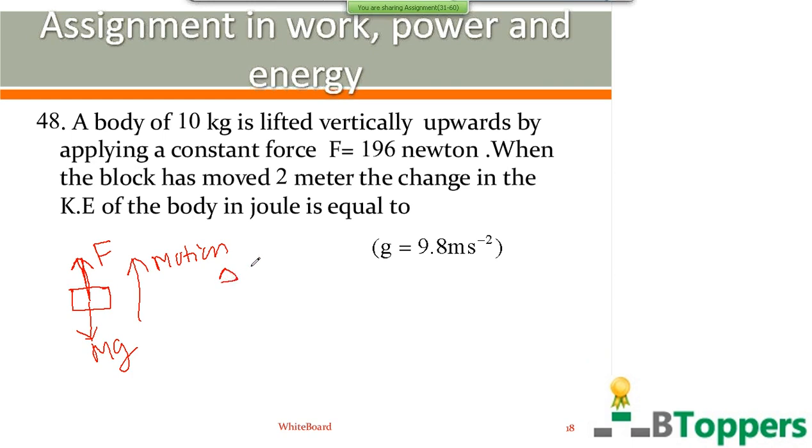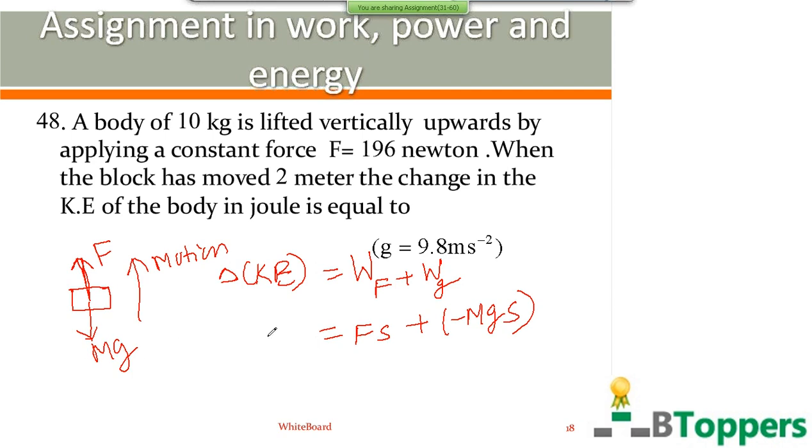According to the work energy theorem, change in the kinetic energy of the body is equal to total work done by all the forces acting on the body. That is work done by the constant force applied plus work done by the gravitational force. Work done by the constant force applied, you can write F into s, because the constant force acts in the direction of the displacement. s is the magnitude of the displacement. So work done by the gravitational force on the body you can write minus mgs, because the gravitational force mg acts opposite to the displacement of the body. So here you can write F minus mg into s.